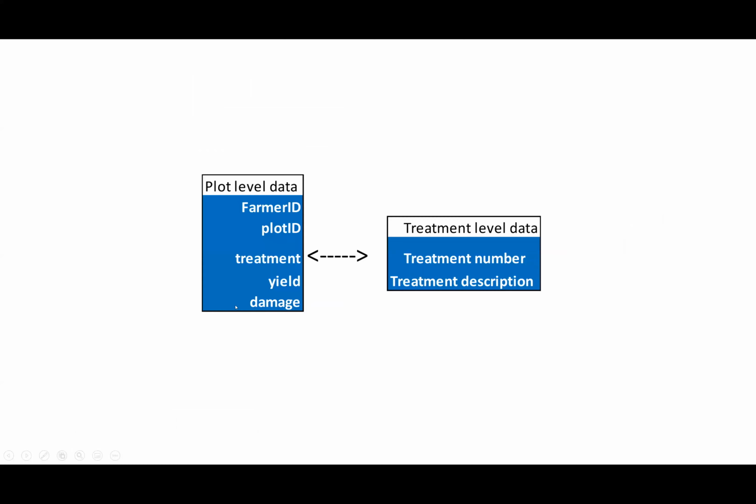And the structure here is that we have plot level data because the farmers put the treatments in their own plots. So which farmer, which plot, which treatment was applied, what is the yield and what is the damage that is produced, and the treatment level, because the treatment needs to be defined. What treatment number is used, and what is the description that is attached to it.